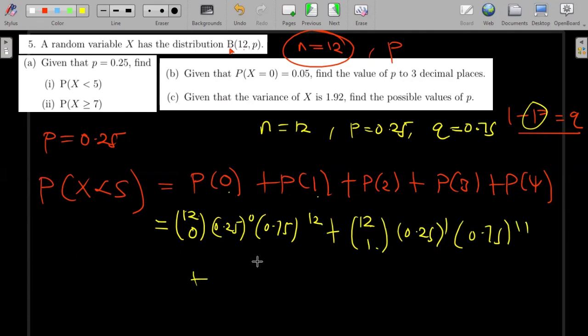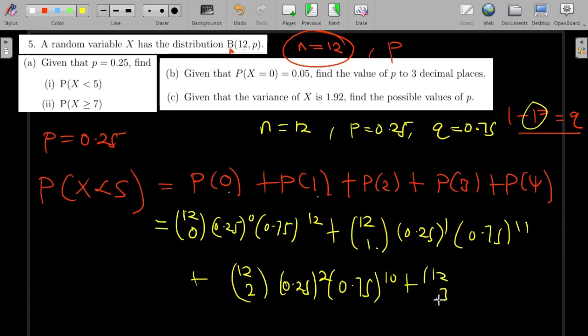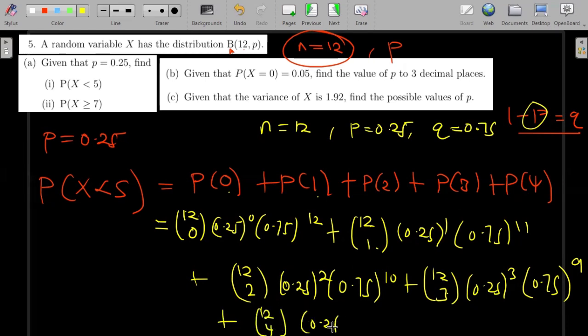And then plus, the next one will be 12 choose 2, and then 0.25 to the power 2, and then 0.75 to the power 12 minus 2, which is 10. Plus, here I have 3, so it will be 12 choose 3, then 0.25 to the power 3, and then 0.75 to the power 12 minus 3, which will be 9. Plus the last one, which is 4: it will be 12 choose 4, and then 0.25 to the power 4, multiplied by 0.75 to the power 12 minus 4, which will be 8.